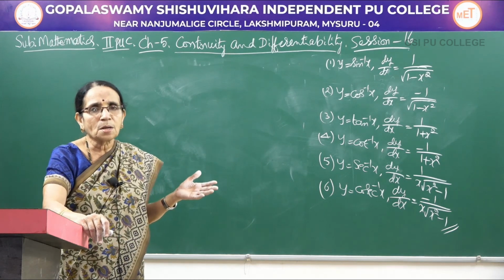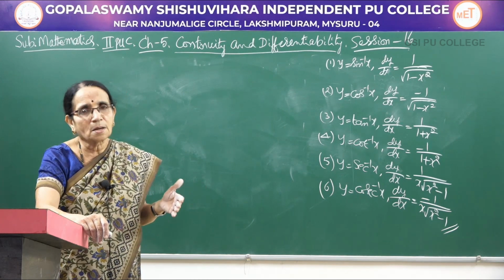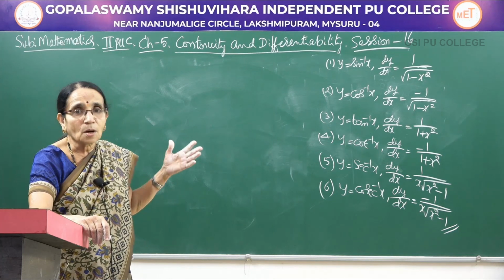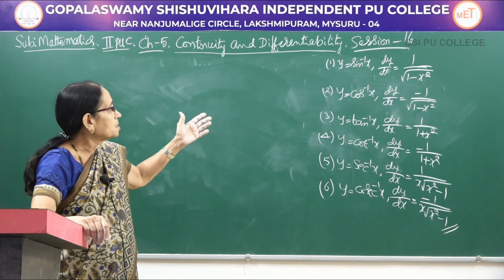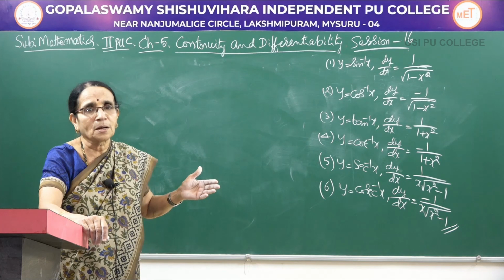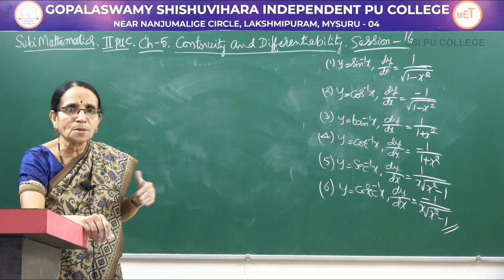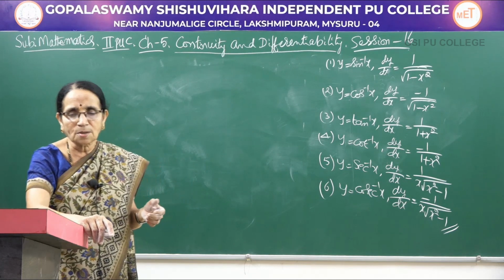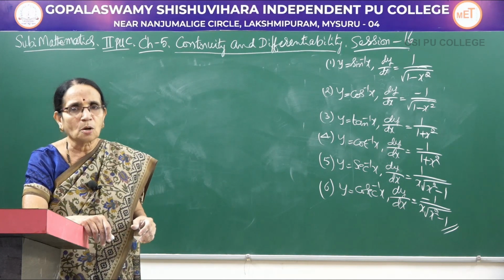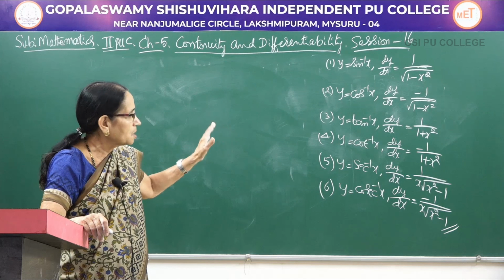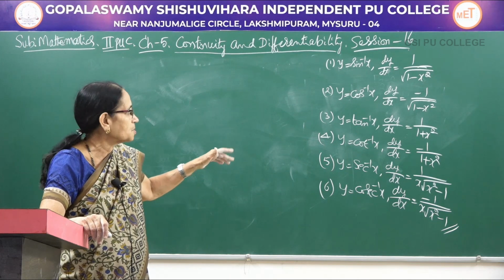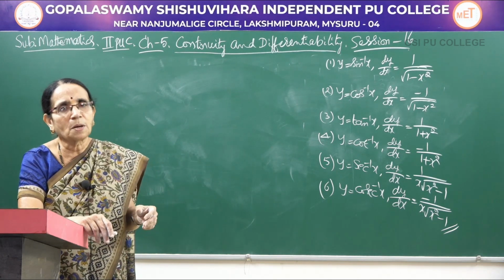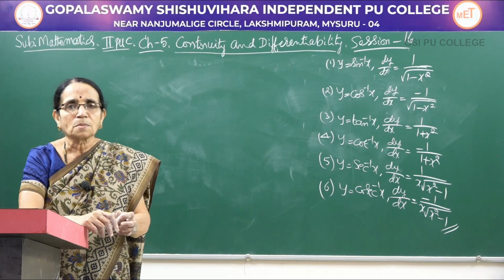Either you will be using whatever properties you have learnt under the inverse trigonometric function. Then what happens, if you use the properties, the function becomes simpler. So the differentiation part becomes easier. So that is what we do in the next session. In the next session I am going to work out some problems in which I find the derivative of the inverse trigonometric functions. They may be simple functions or they may be composite functions. Thank you.